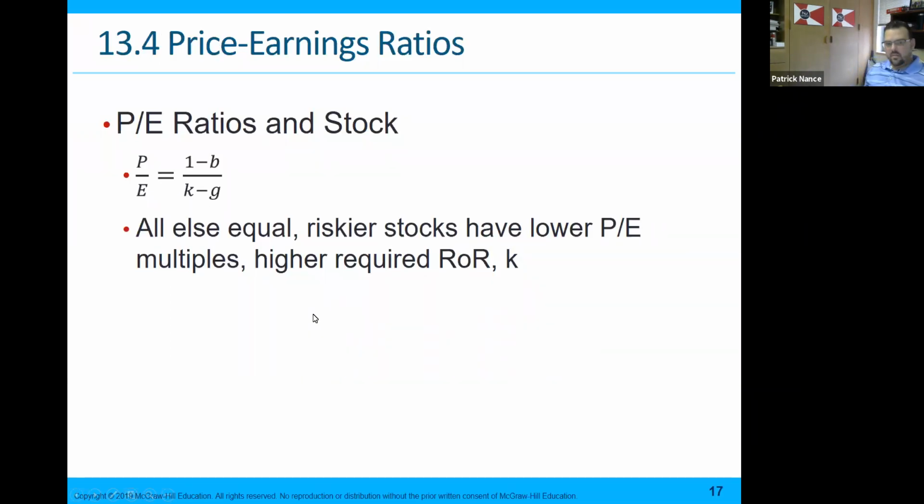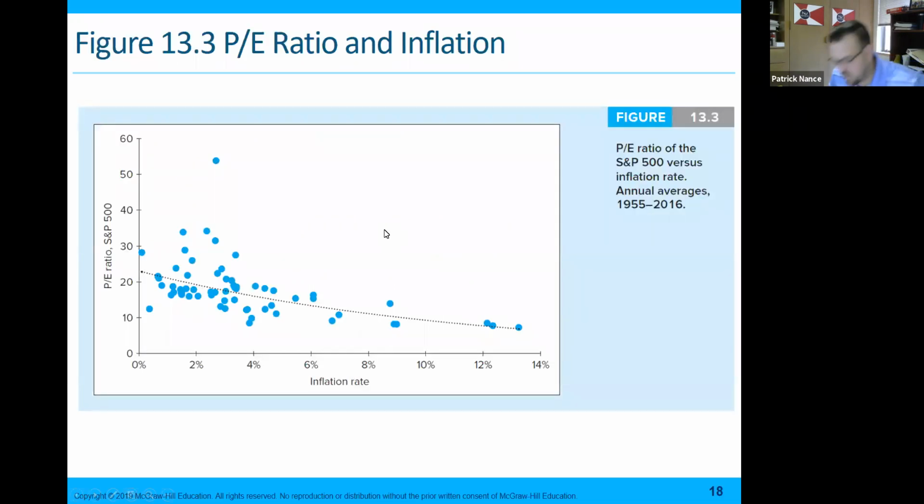All right, PE ratios and stock. P over E, so price over earnings equals 1 minus B, B being my plowback ratio, over K, my equity, minus G. So all else equal, riskier stocks have lower PE multiples and higher ROI and K. That's a required rate of return, by the way.